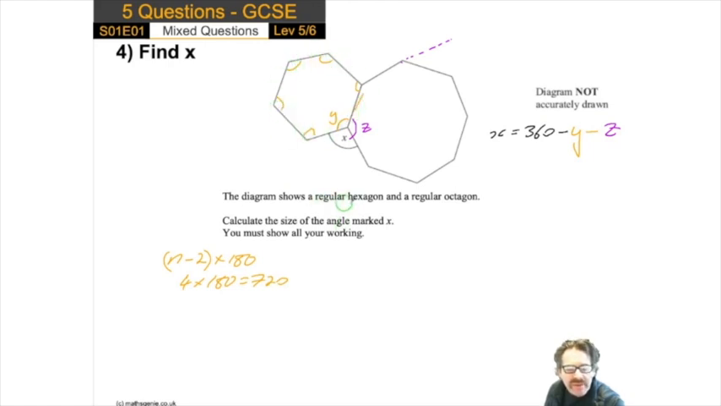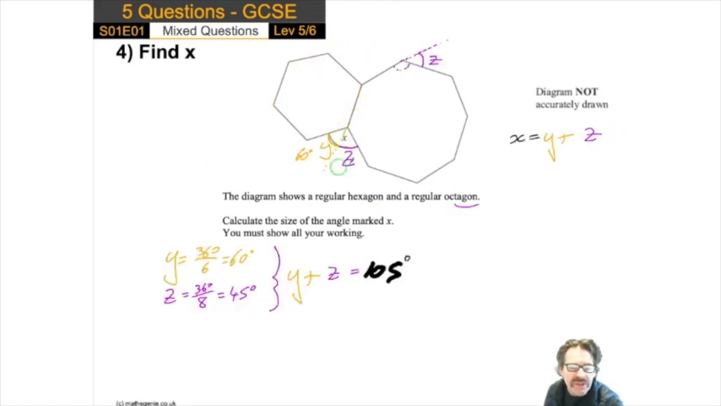Now, because this is a regular hexagon, each angle is going to be exactly the same. So each interior angle is going to be 720 divided by 6, which is 120. So we know that this y is 120. Let's put it up here. And that makes sense because if you remember from the last question, the exterior angle we worked out was 60.